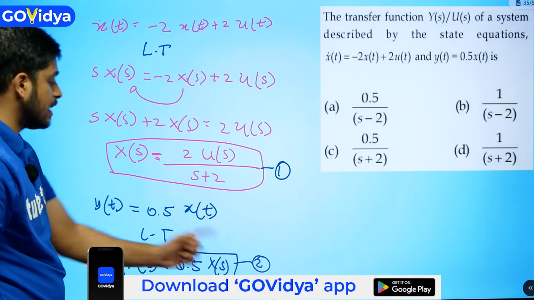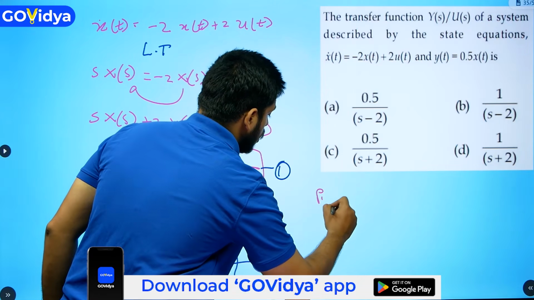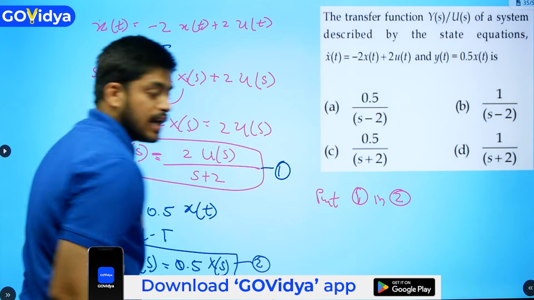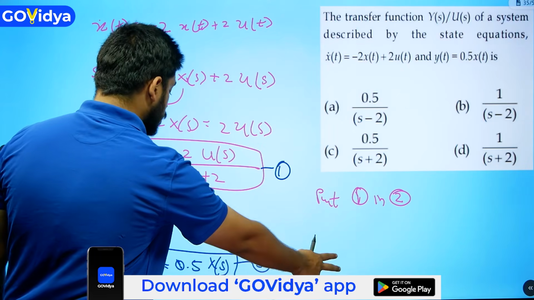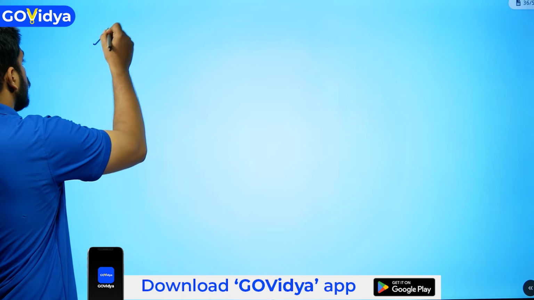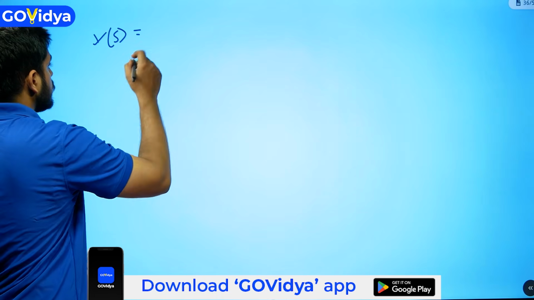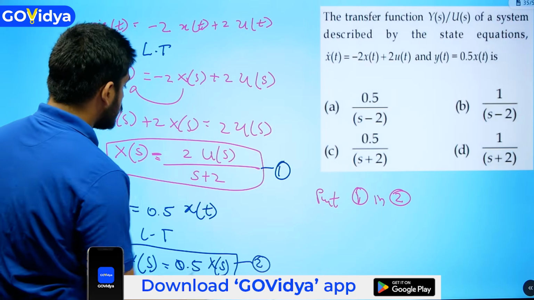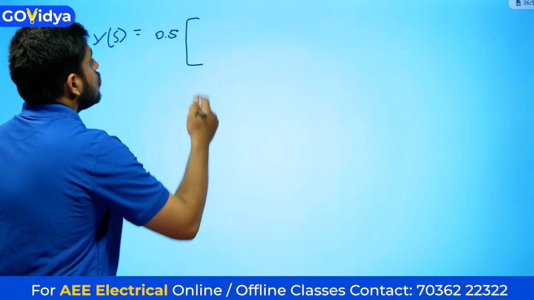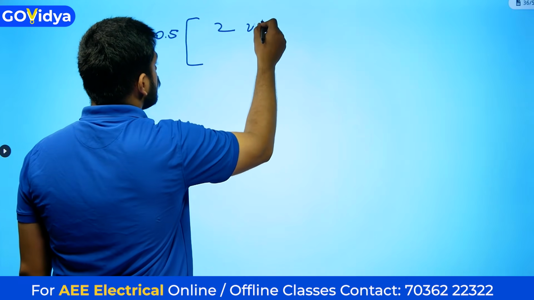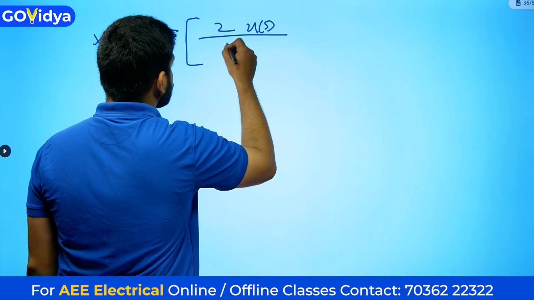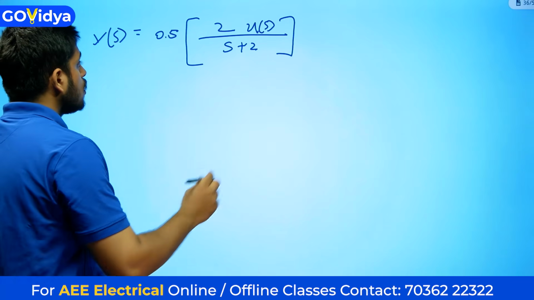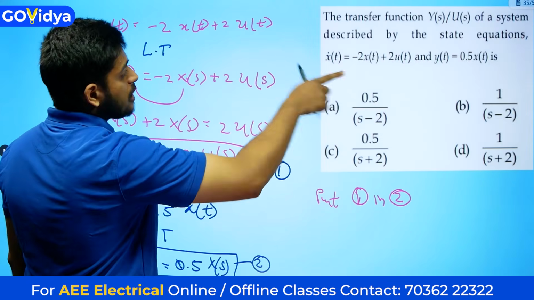Let us put equation 1 into equation 2. Then what are we going to get? Y of s is equal to 0.5 into, what is the equation? 2 u of s by s plus 2. So it would be 2 u of s by s plus 2. We need the value of y of s by u of s.